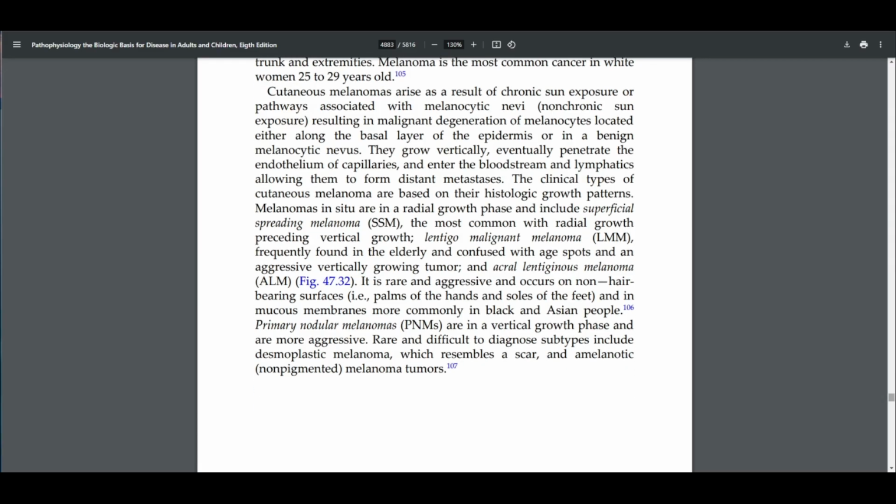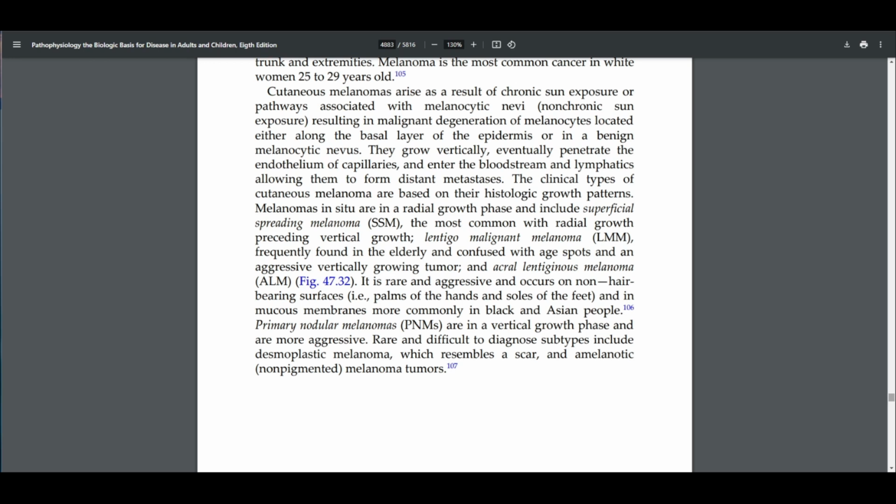Cutaneous melanomas arise as a result of chronic sun exposure or pathways associated with melanocytic nevi, resulting in malignant degeneration of melanocytes located either along the basal layer of the epidermis or in the benign melanocytic nevus. They grow vertically, eventually penetrate the endothelium of capillaries and enter the bloodstream and lymphatics, allowing them to form distant metastases. The clinical types of cutaneous melanomas are based on the histologic growth pattern.